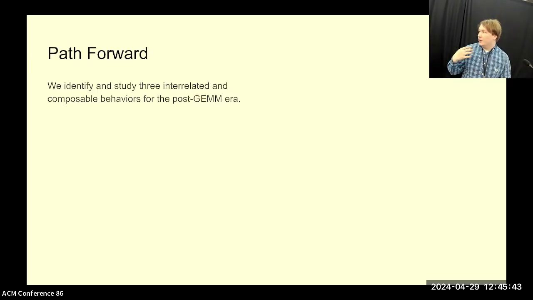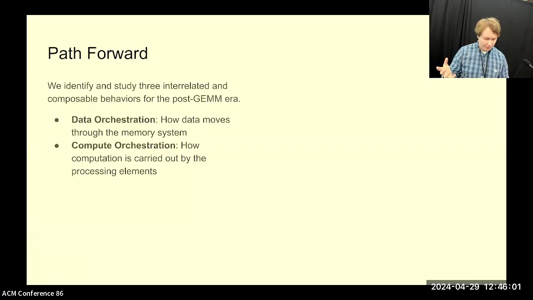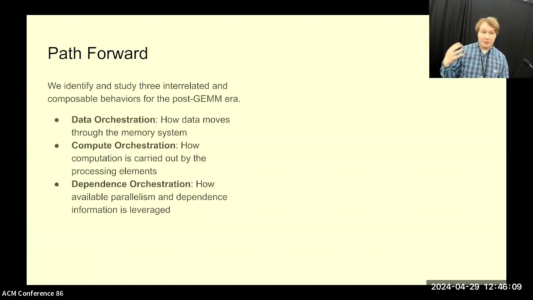So that brings us to the final part of our paper, which is forward-looking: what can we do with this information? We studied three interrelated composable behaviors for this post-GEMM era. The first is data orchestration, and this concerns how data moves from the DRAM or HBM on chip and through the memory system. The second is compute orchestration, which concerns how compute is actually carried out by the processing elements, so the SM, the tensor core. And then the third is dependence orchestration.